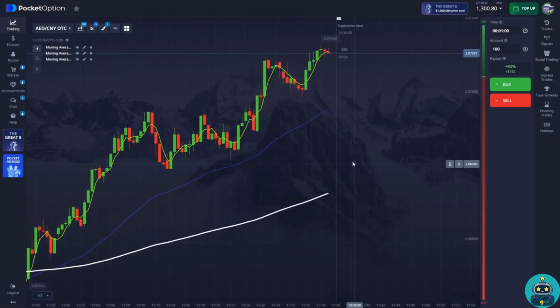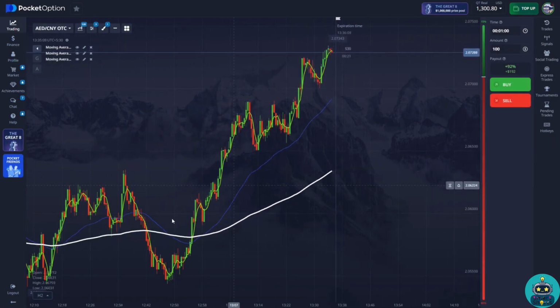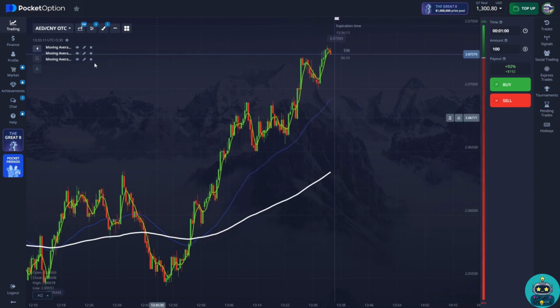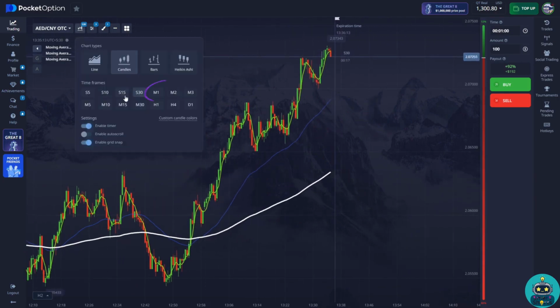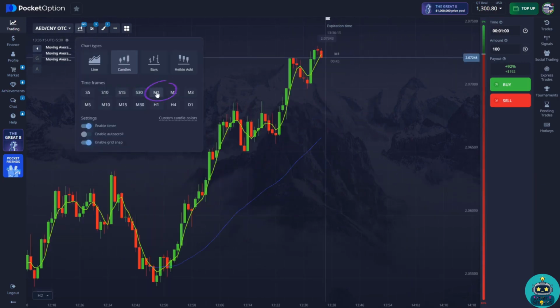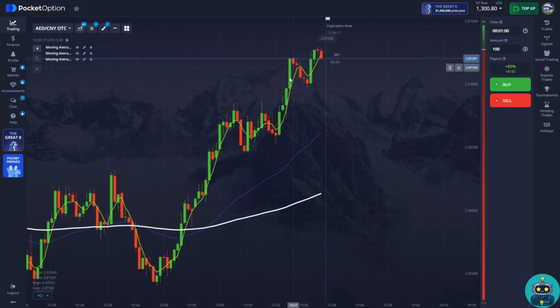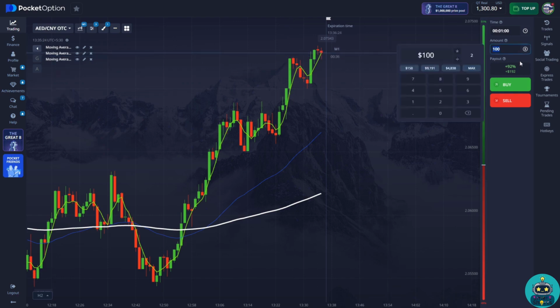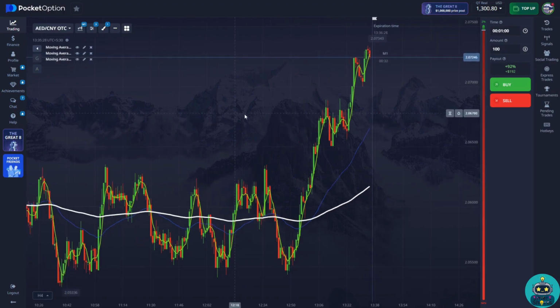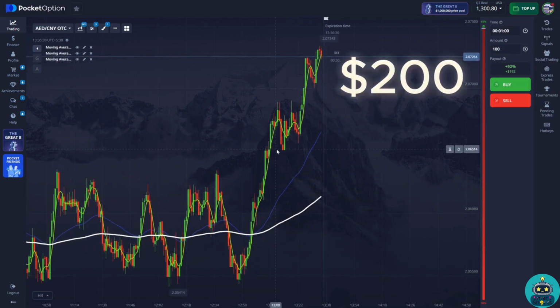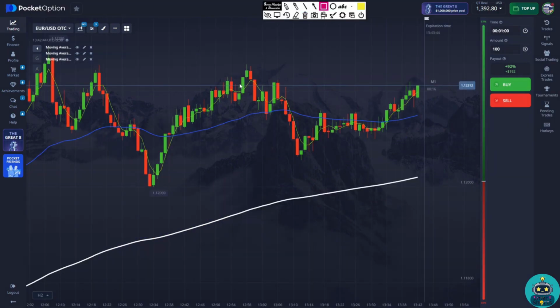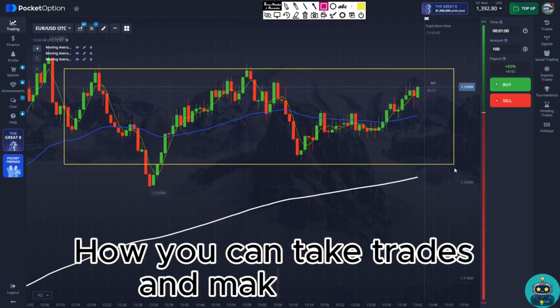So this is how these 3 indicators look together. After doing all of this, select the time frame of 1 minute and select the chart as candles. So we will take trades of 1 minute, same as the candle expiry time. We will take trades of $100 each, just to show you, and after this we will take trades of $200 each.